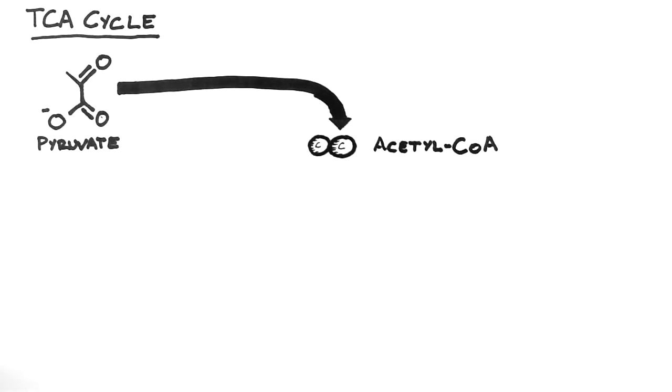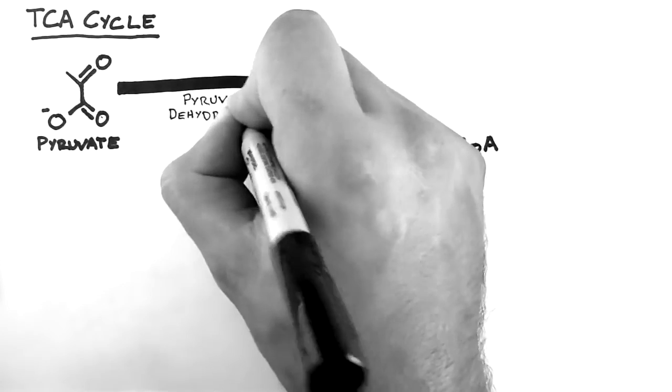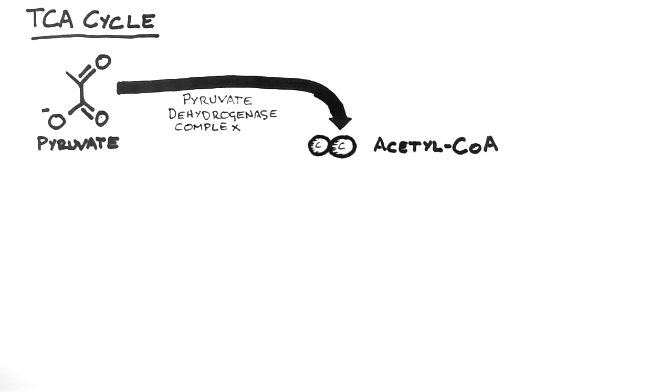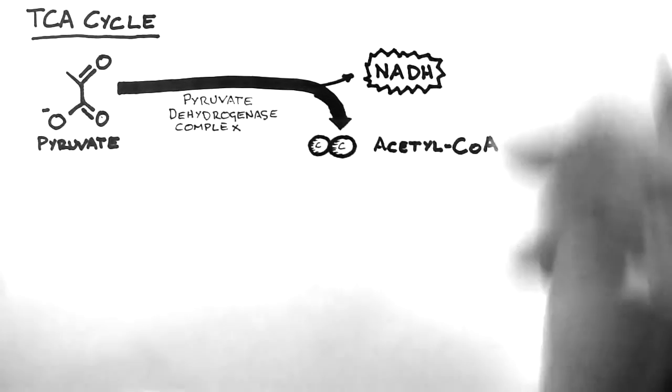This conversion happens via the action of three enzymes, collectively known as the pyruvate dehydrogenase complex. When you see the word complex after an enzyme, it usually means there are multiple enzymes involved, but they are functionally considered as one. As we saw in the glycolysis tutorial, dehydrogenases are the enzymes which produce molecules like NADH and FADH2. Accordingly, the pyruvate dehydrogenase complex produces an NADH molecule.